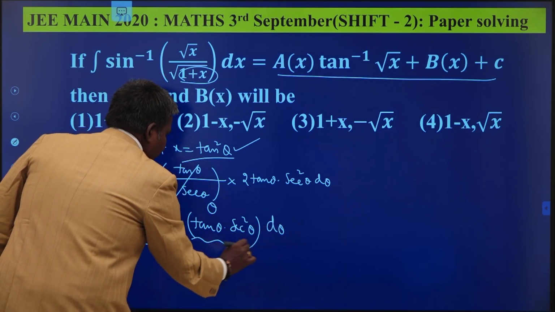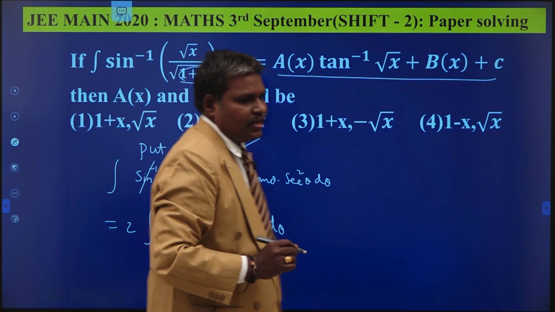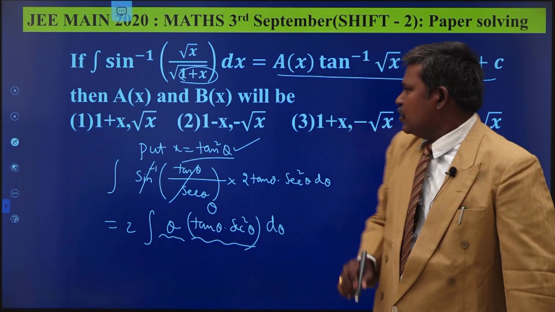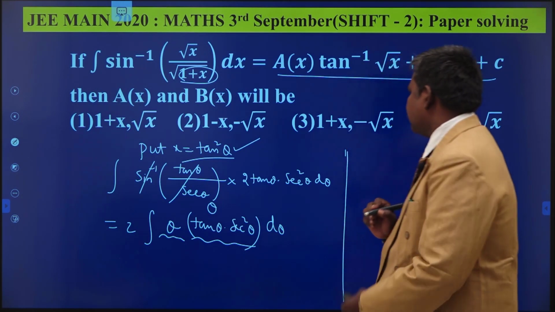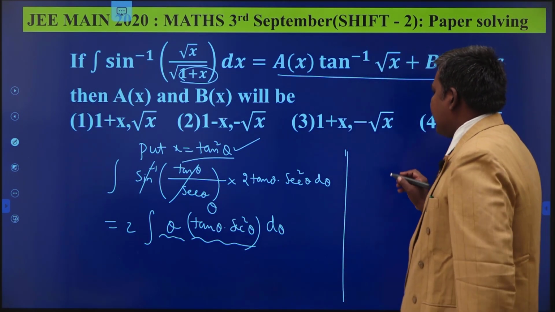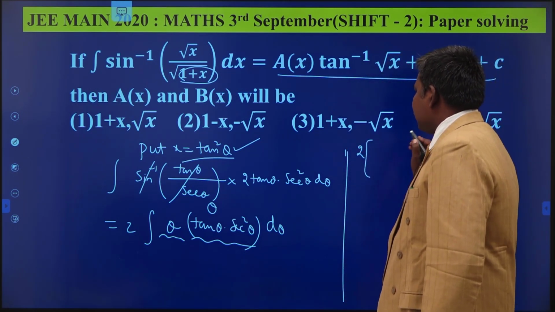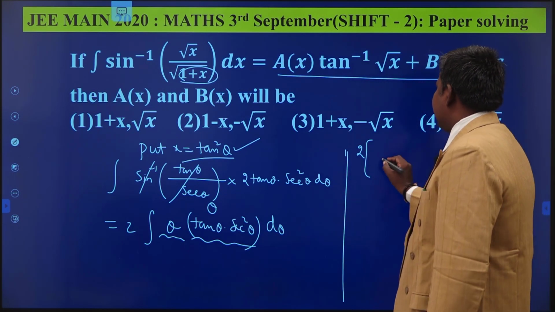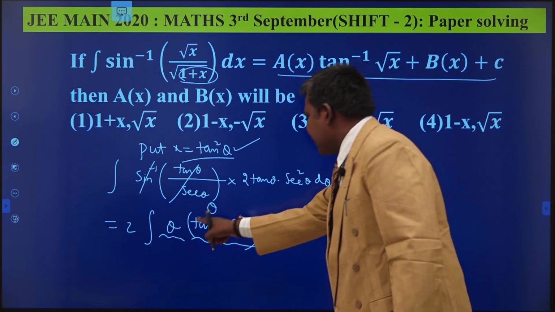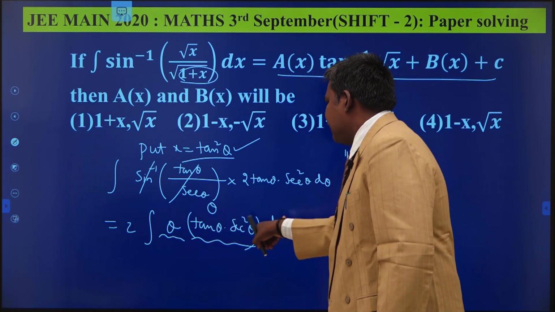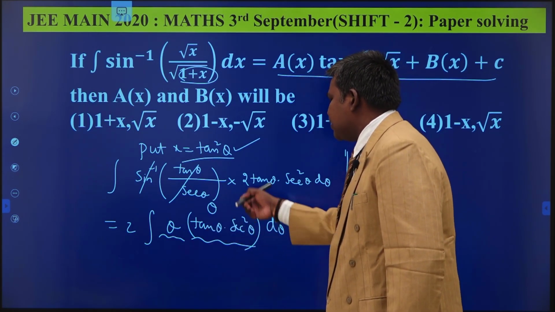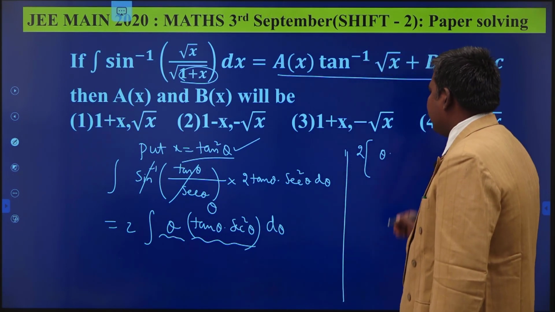Take theta as the first function and tan theta secant square theta as the second function, and apply by parts. So one substitution followed by parts is here. I am going to apply by parts: 2 times of f(x) integral g(x) dx, theta into the integration of this one. You treat tan theta as p, so this is dp. Integral p dp means p square by 2, that is tan square theta by 2.